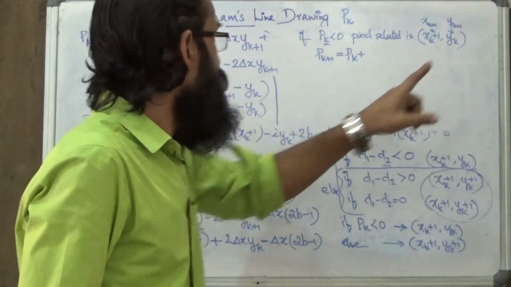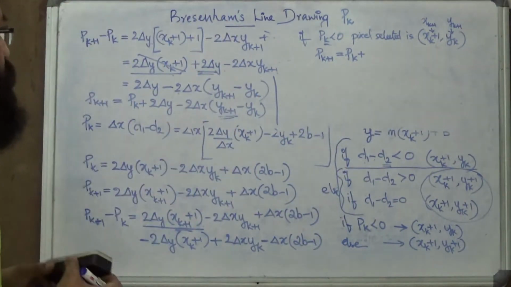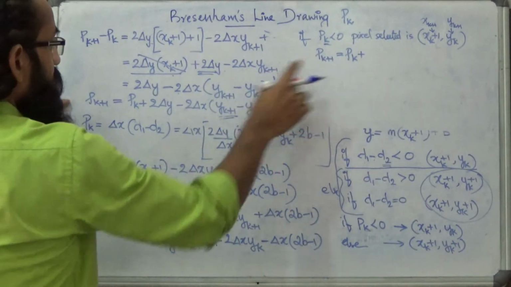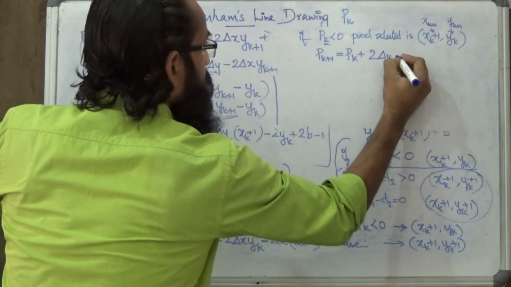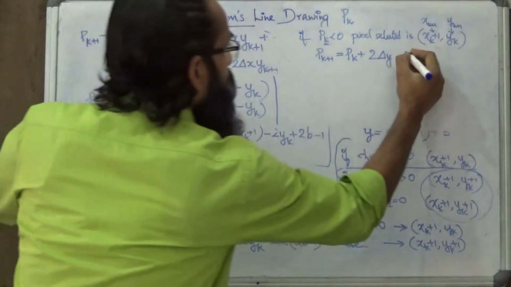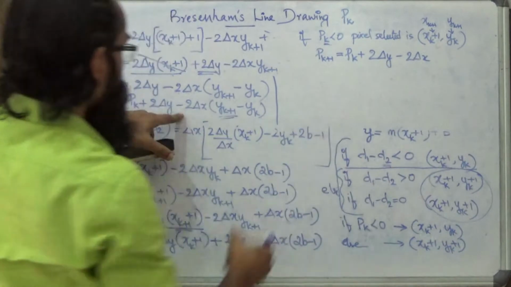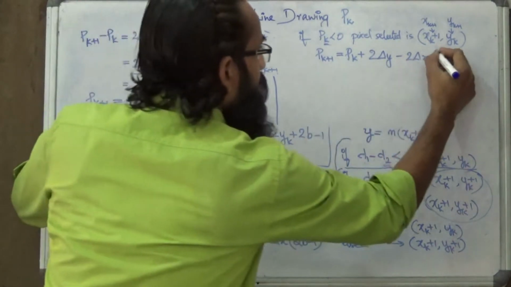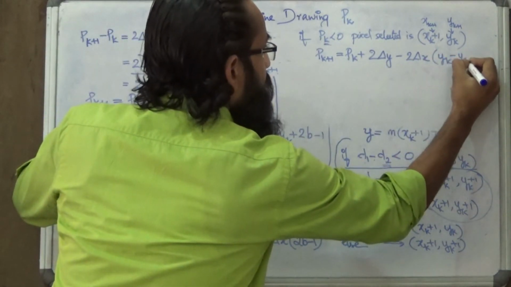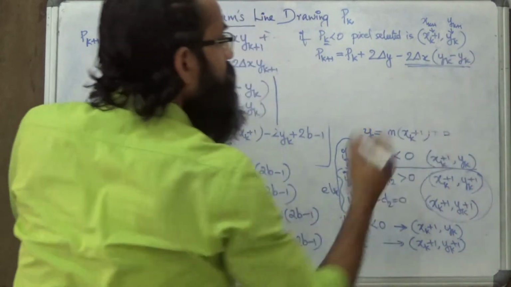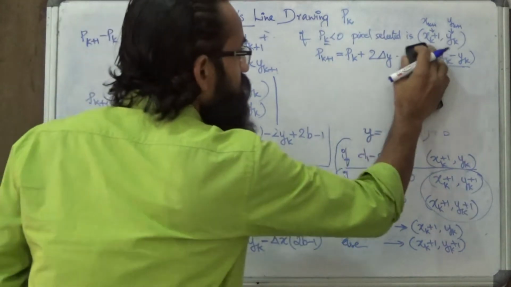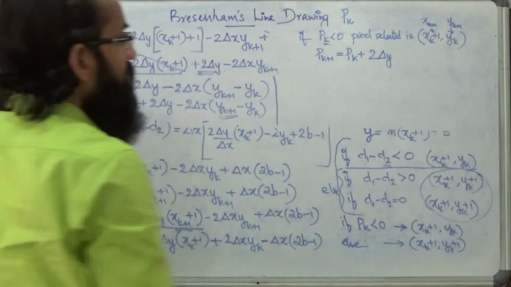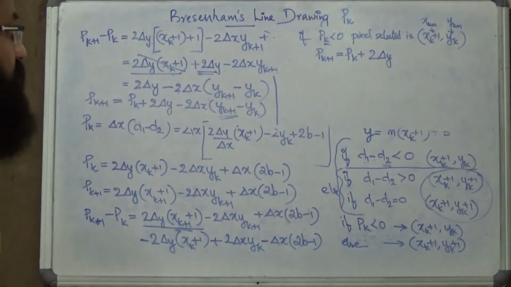So yk plus 1 will turn to yk. So what about the new decision parameter? Pk plus 1 will be equal to pk plus 2 delta y minus 2 delta x into yk minus yk. So this term will become 0. Okay. So the next decision parameter will be pk plus 2 delta y.